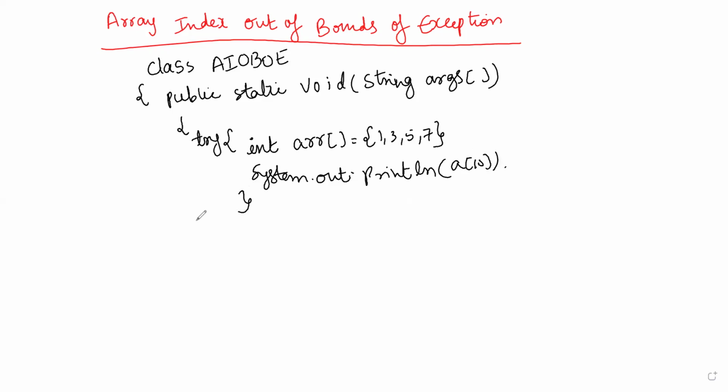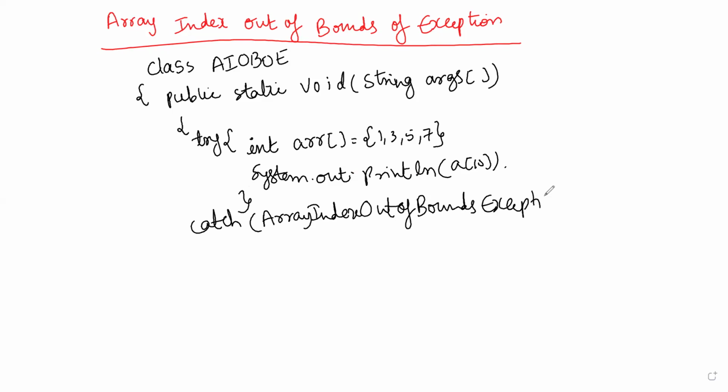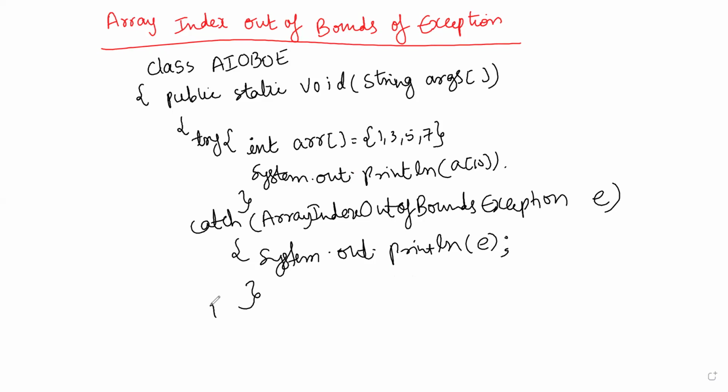Now I am going to write catch. In the catch we are going to write ArrayIndexOutOfBoundsException e. Here System.out.println, we are going to print System.out.println of e. Close. Now this program demonstrates the index out of bounds exception. So that is called the array index out of bounds exception.